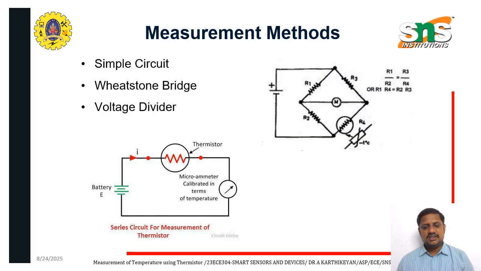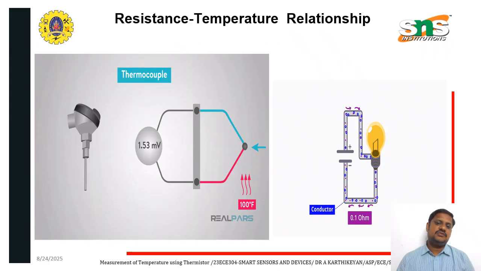Here we have the thermistor resistors. So we have the battery. Once we apply the external source, we get the thermistor heat, and we get this microammeter reading here. And in the bridge one, there's a Wheatstone bridge. We have four resistors connected diagonally. We calculate the resistance value. R4 is the variable resistance. We can vary the values and detect the thermistor values.